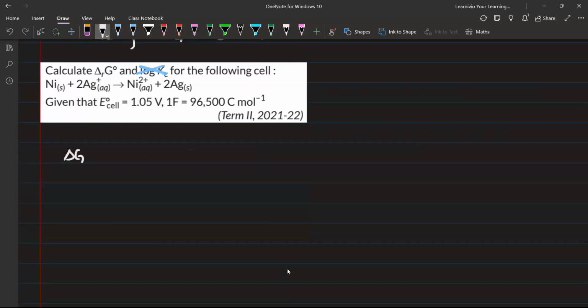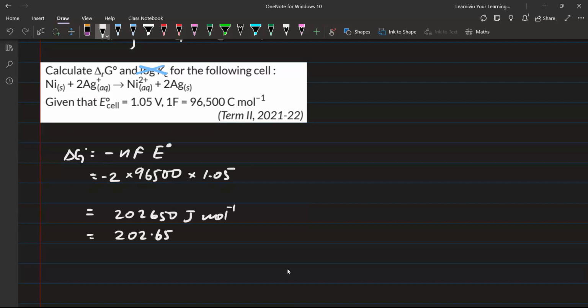Delta G naught will be equal to minus NF E naught. N is equal to how much? 2. And minus N F will be 96500 multiplied by 0.05. If you multiply all of these, it will be equal to 202650. Then they can give you the option as 202.65 kilojoule per mole.